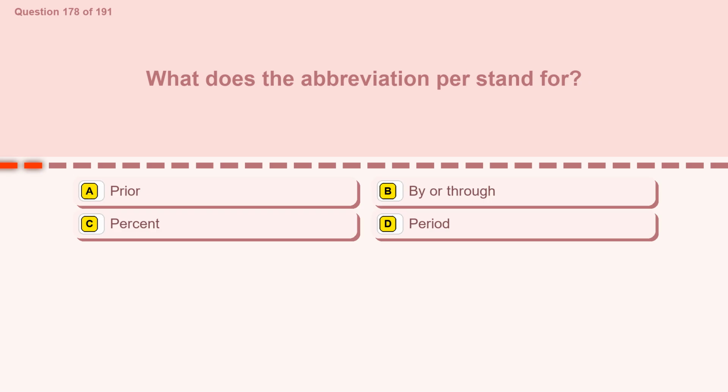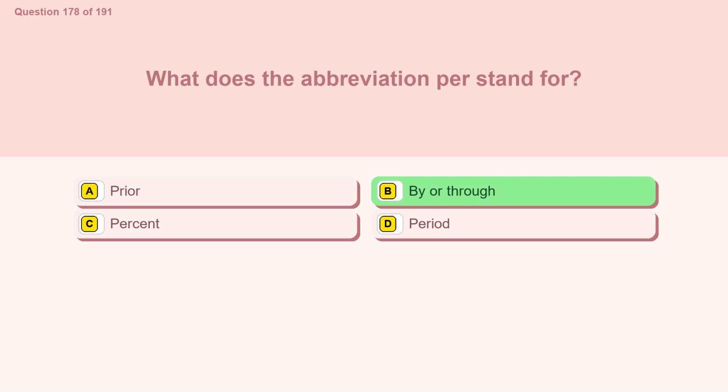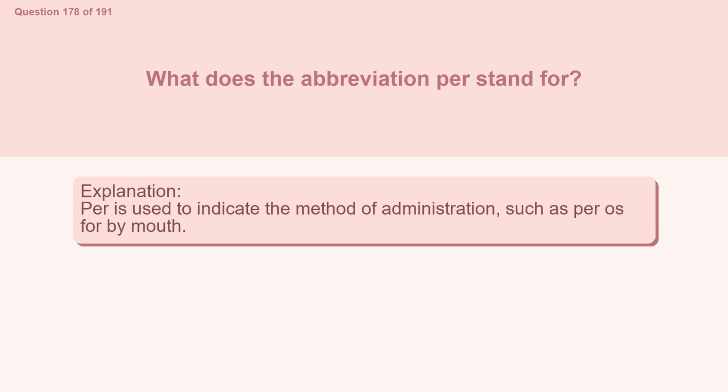Question 178. What does the abbreviation PER stand for? Option A. Prior. Option B. By or through. Option C. Percent. Option D. Period. The correct answer is option B. By or through. Per is used to indicate the method of administration, such as per OS for by mouth.